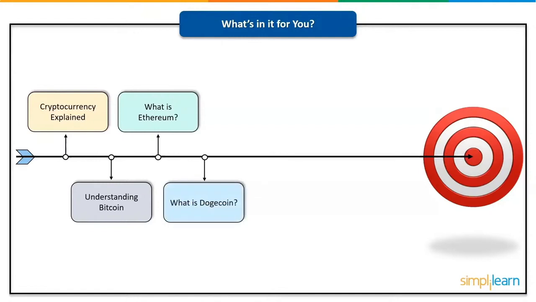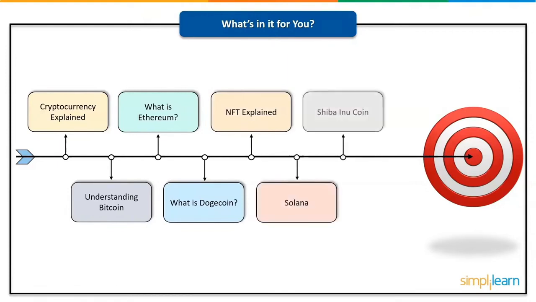Then we will explore our third crypto, Dogecoin, and its various components like Dogecoin mining, Dogecoin wallet, and its comparison with other cryptocurrencies. Then we will jump into the other side and explore some of the other popular aspects of cryptocurrencies like NFT, Solana, and Shiba Inu coin. We will then conclude this video by discussing the recent downfall of crypto market.